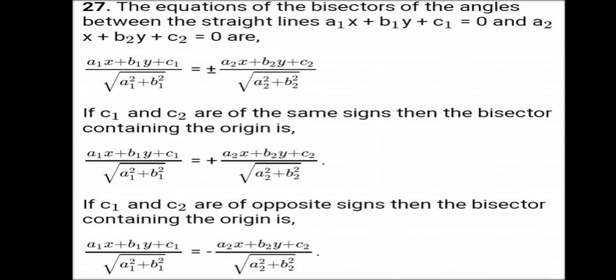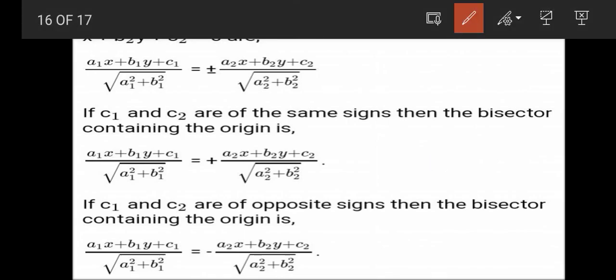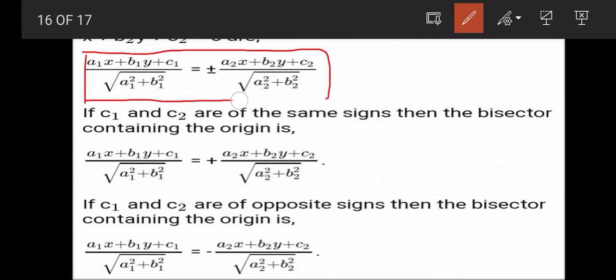The next and the last point is the equation of the bisectors of the angles between the straight lines a1x + b1y + c1 = 0 and a2x + b2y + c2 = 0, given by this formula: (a1x + b1y + c1)/√(a1² + b1²) = ±(a2x + b2y + c2)/√(a2² + b2²).